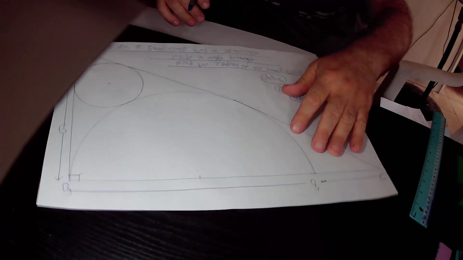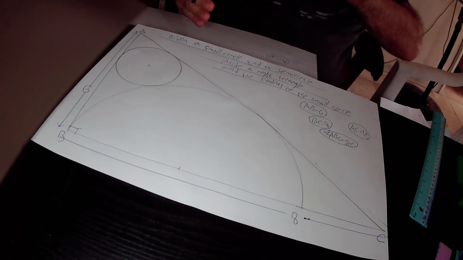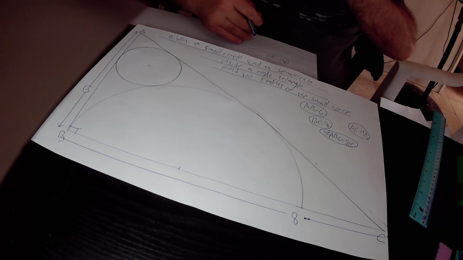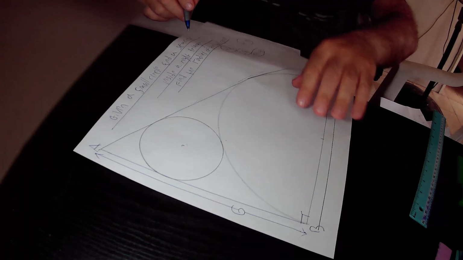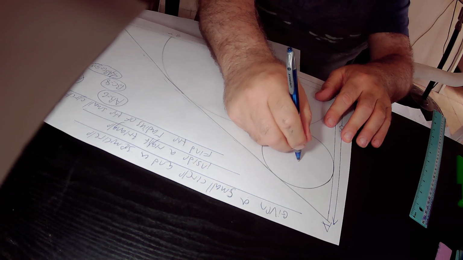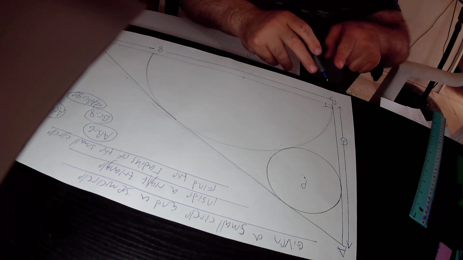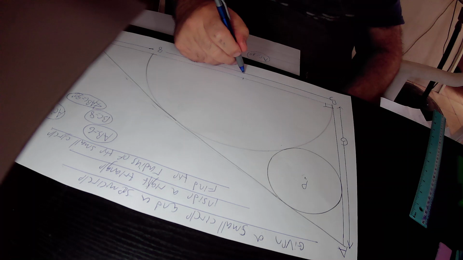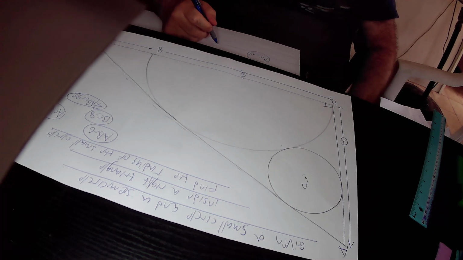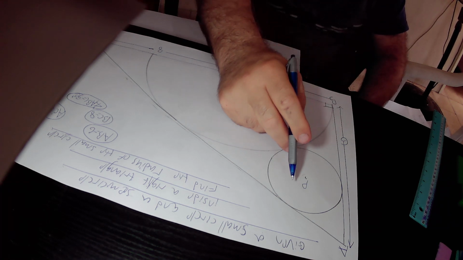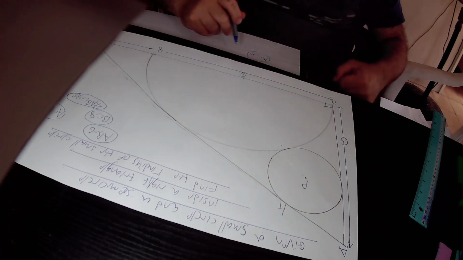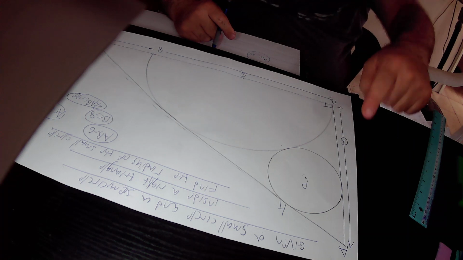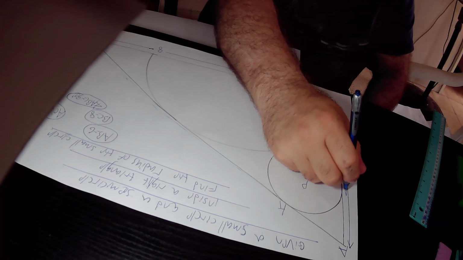In the next step, we define the relevant points to this question with letters. We define the center of this small circle, this point is point P. We define the center of this big semicircle, this point is point Q. We define the point of tangency of tangent AC with this small circle, this point is point K. We define the point of tangency of tangent AB with this small circle, this point is point N.